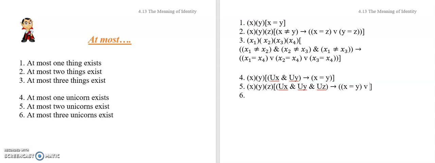Then either X is identical with Y or Y is identical with Z. So, provided there's an X, a Y, and a Z that are unicorns, some pair is identical, which basically means there can't be three, right? There can be at most two. All right? So, with that, how would you say there are at most three unicorns? Pause now.